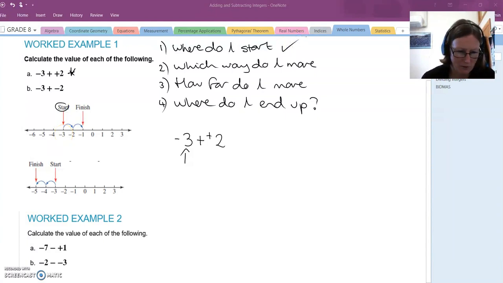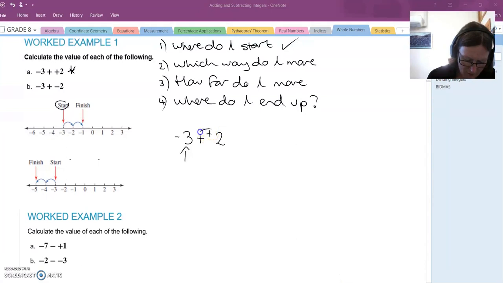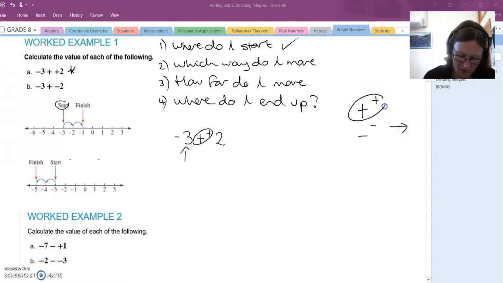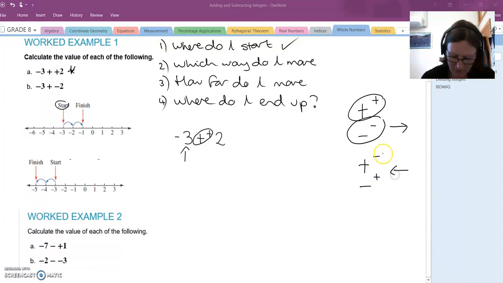Which way do I move? This determines which way we move. When we are adding a positive or subtracting a negative, we move to the right. So adding a positive and subtracting a negative. If we are adding a negative or subtracting a positive, we move to the left. So let's go back to our example.